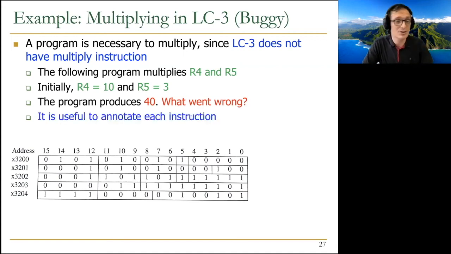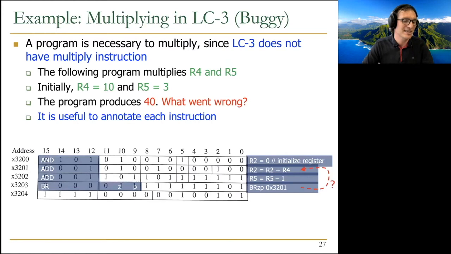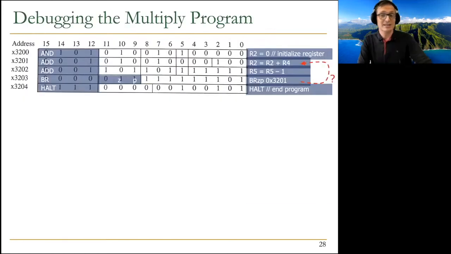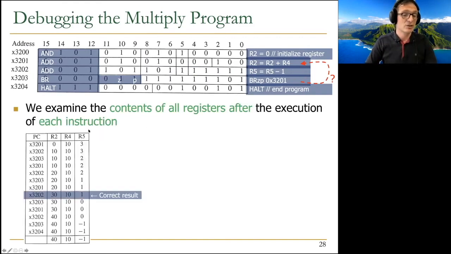And to do so, it's useful to annotate each instruction. So if you're given the machine code, you can easily annotate these instructions and say, these are the instructions that I have. And if you examine the instruction and the contents of the registers after the execution of each instruction, you may find out that the correct result is here after 3 iterations.